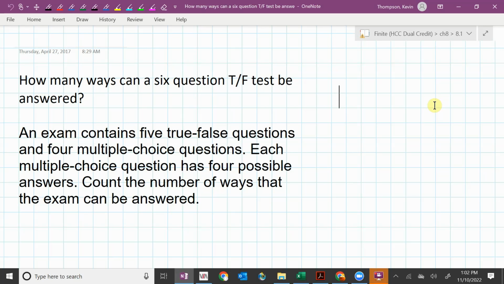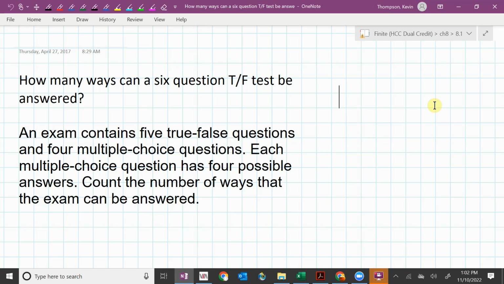Okay, so I want to pick back up where we were yesterday. We had just started an introduction of looking at chapter 8 and thinking about that fundamental counting principle, that multiplication that happens. So here's a question I want you to consider as we get started today. How many ways can a 6-question true-false test be answered?